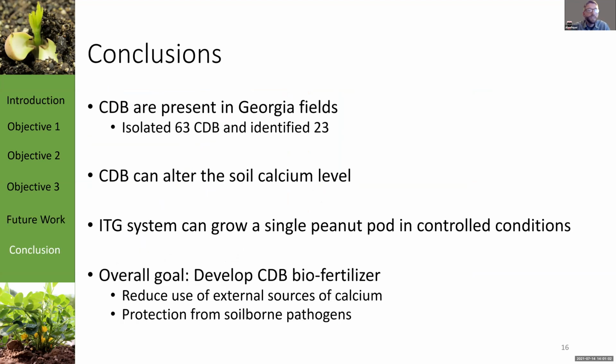So in conclusion, the CDBs are present in Georgia fields. We have isolated 63 of them and fully identified 23 of them. The CDBs can alter the soil calcium level. The ITG system can grow a single peanut pod in controlled conditions. And with this, the overall goal is to develop a CDB biofertilizer and reduce the need to use external sources of calcium like gypsum, and then also increase the protection from soil-borne pathogens.